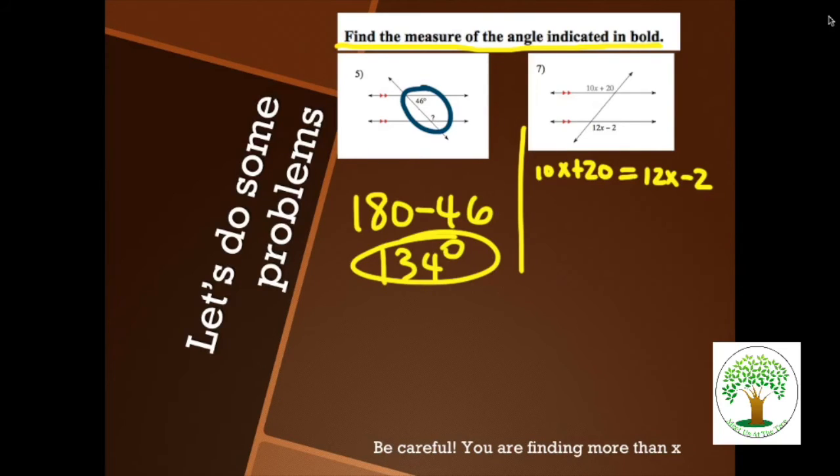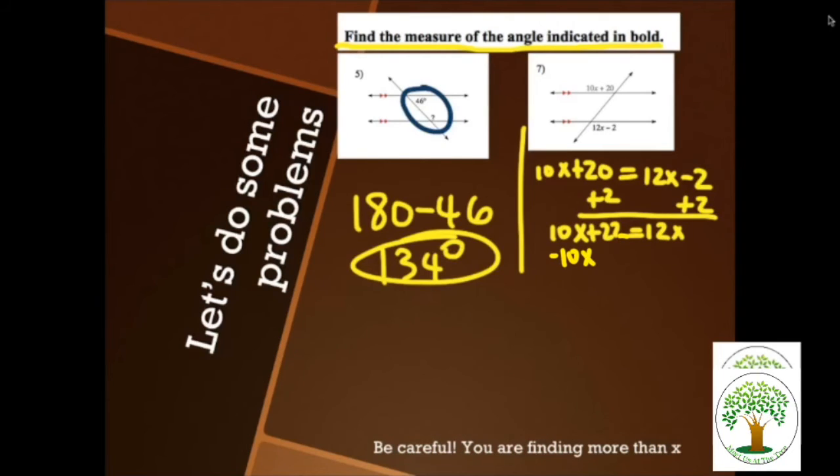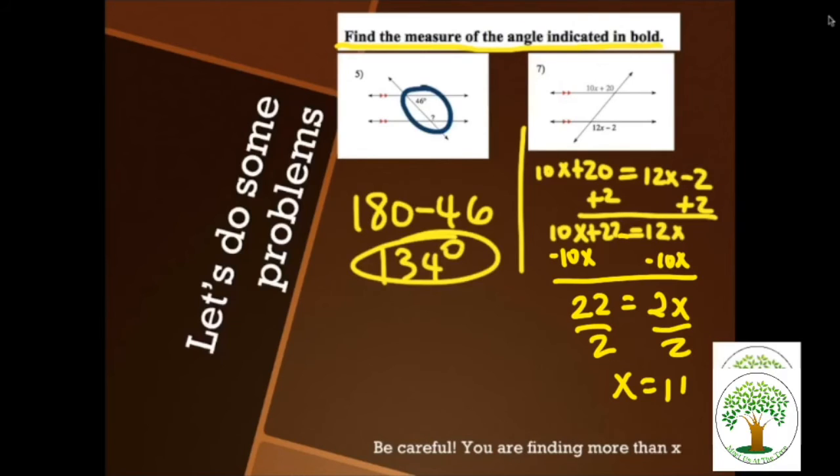I'm going to move the 2 to the other side. Some of you are already doing it. That's fantastic. Add 10x to the other side. We're going to get 22 equals 2x. Divide both sides by 2. And x is 11. But I'm not done.